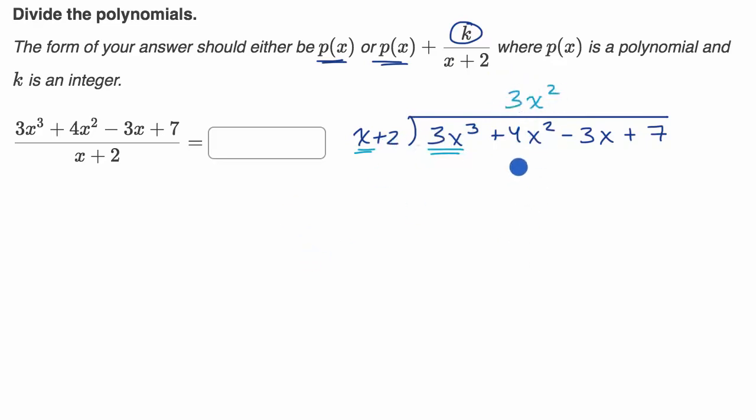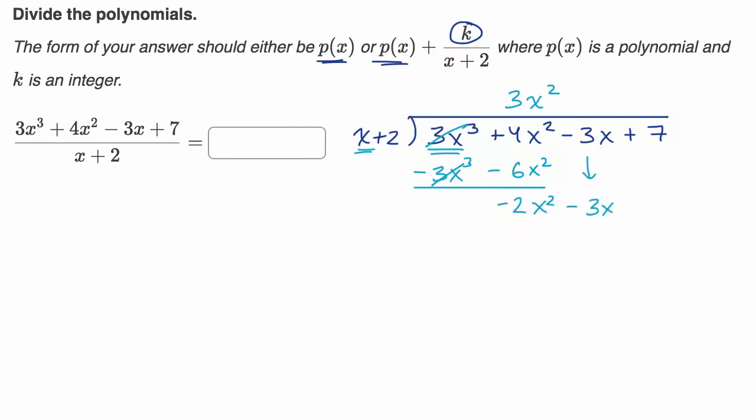3x squared times 2 is 6x squared. 3x squared times x is 3x to the third power. There's something very meditative about algebraic long division. Anyway, we'd want to subtract what we just wrote from what we have up here. So let's subtract. And these characters cancel out. And then 4x squared minus 6x squared is negative 2x squared. Bring down that negative 3x.